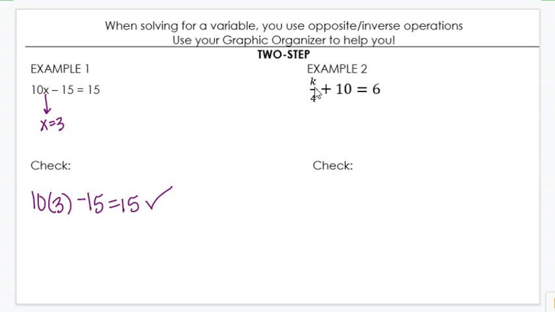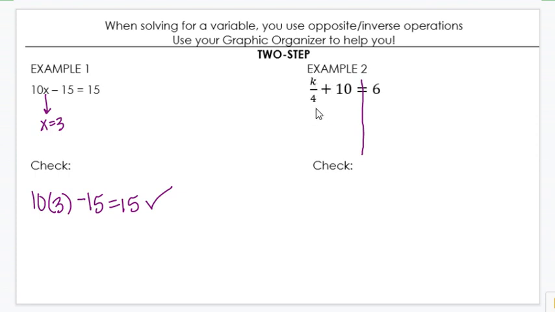All right, let's do example 2. We have k divided by 4, because remember the fraction bar means divide, plus 10 equals 6. So we always begin by drawing our wall to divide our problem into half so that we can keep it balanced. Do we have any grouping symbols? Well, dividing is a grouping symbol. In this case, there's not a group on top or bottom. There's only one item on the top and on the bottom.